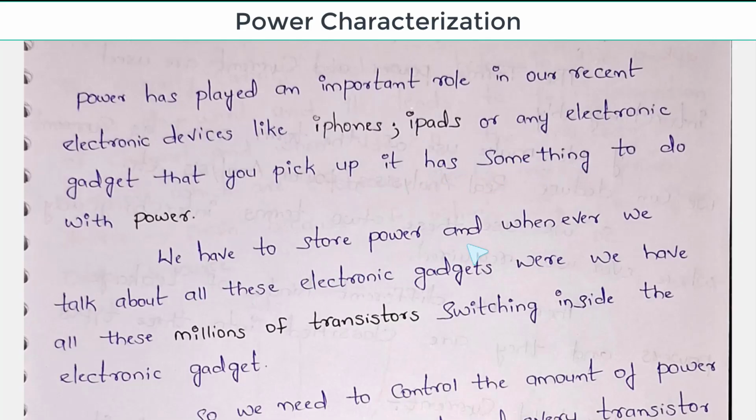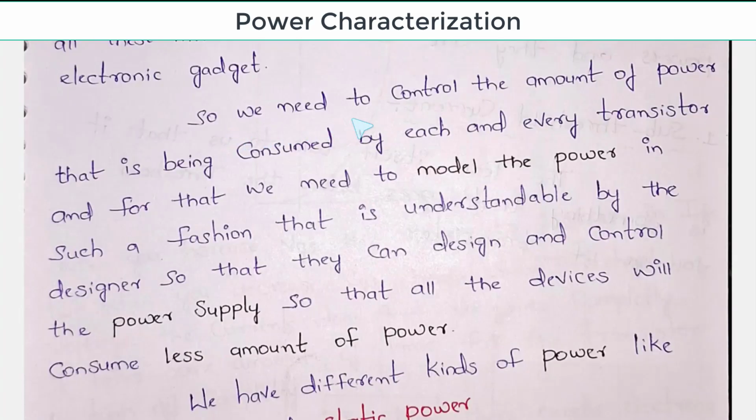We have to store power, and whenever we talk about all these electronic gadgets, where we have all these millions of transistors switching inside the electronic gadget, we need to control the amount of power that is being consumed by each and every transistor. For that we need to model the power in such a fashion that is understandable by the designer, so that they can design and control the power supply so that all the devices will consume less amount of power.